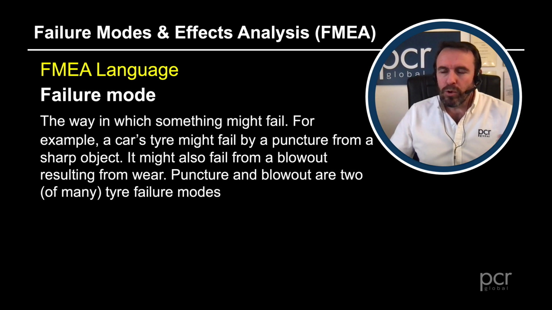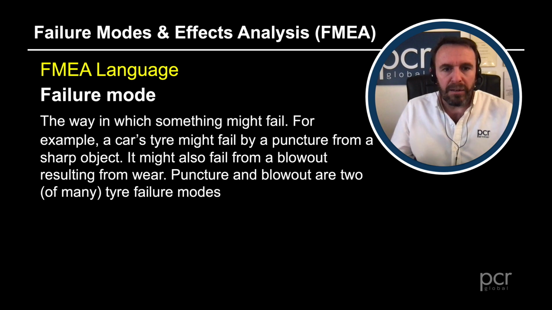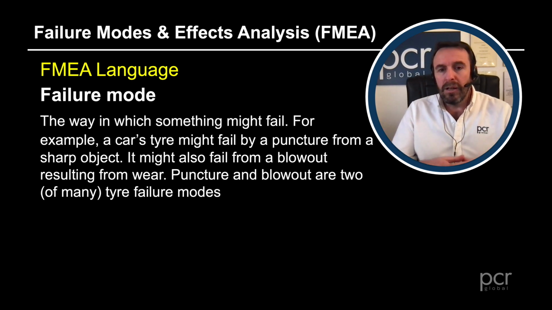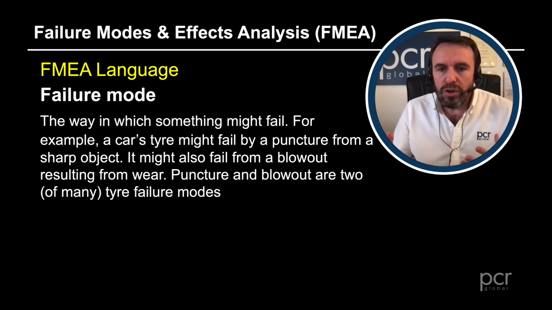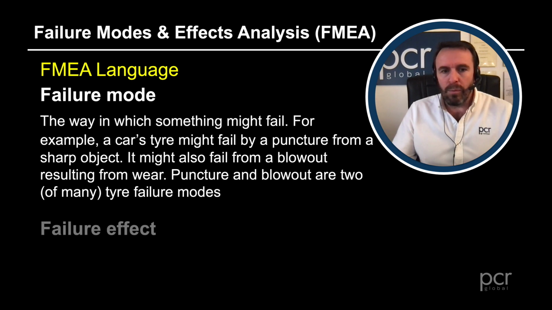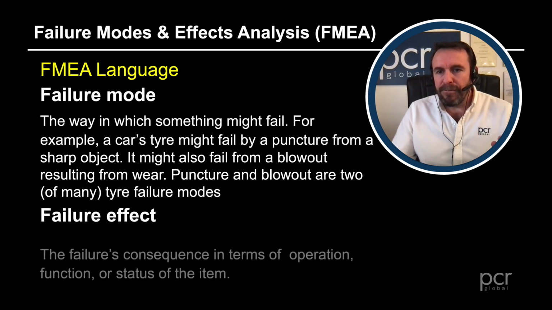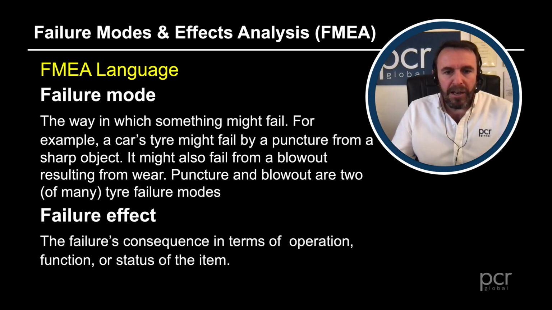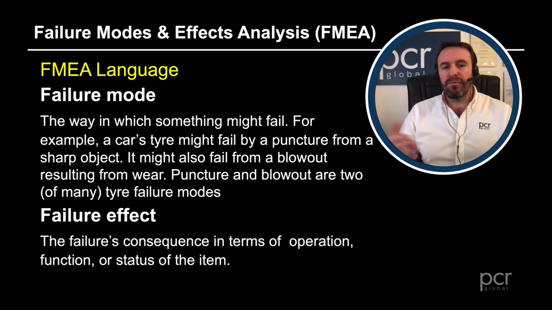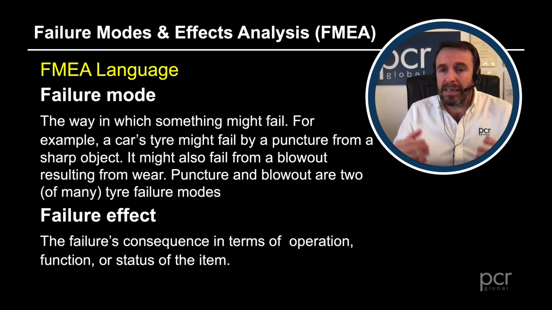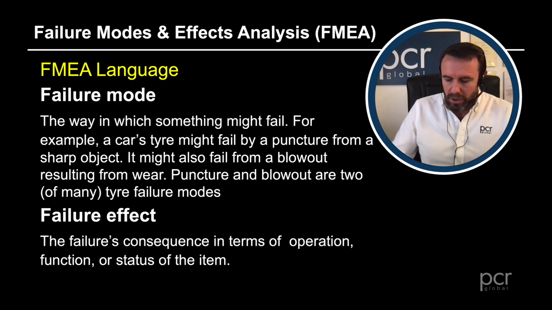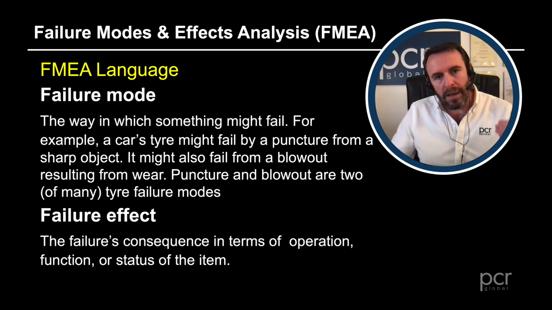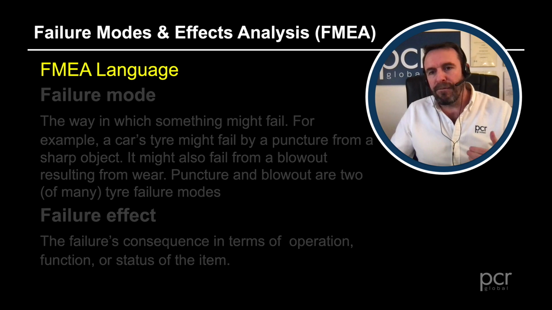Failure mode. So when we talk about a failure mode, this is just the way something may fail. For example, if it's a car tire, it might fail by a puncture from a sharp object, but there might be a blowout. So there are only two methods of failure modes. The failure effect as an output, the failure's consequence in terms of operation, function, or status of the item. Again, it's going to be dependent on the situation that we're talking about. But there's mode, failure effect.